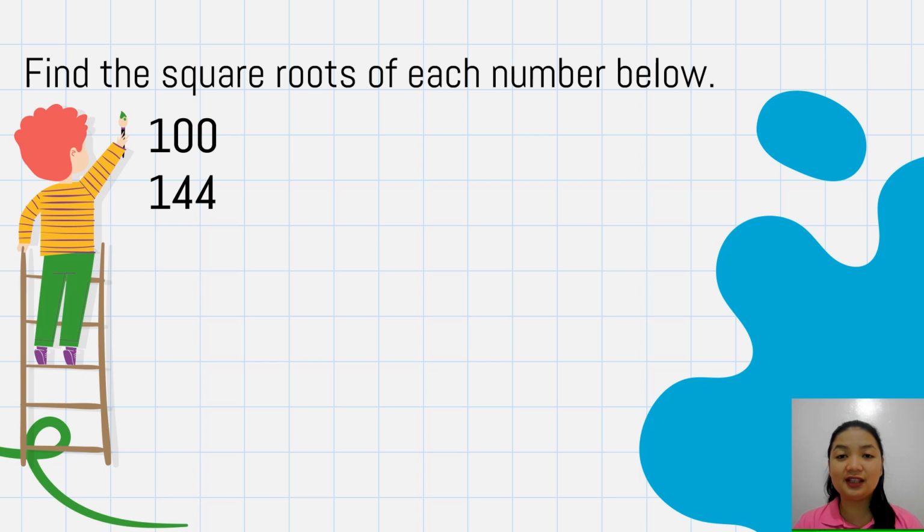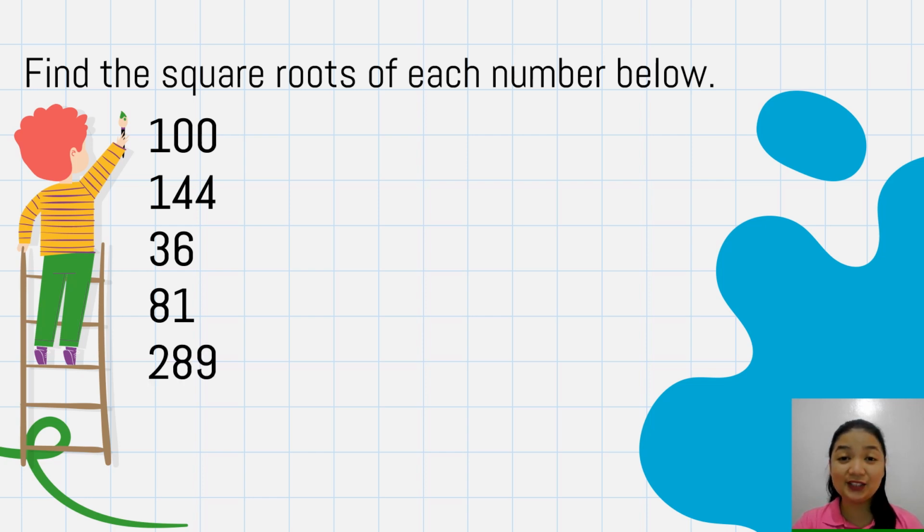For our next given, this is 144. So what is the square root of 144? Yes, that is 12, since 12 times 12 or 12 squared is equal to 144. How about 36? Correct. The square root of 36 is 6. This one, 81. What is the square root of 81? Yes, 9 squared is equal to 81.